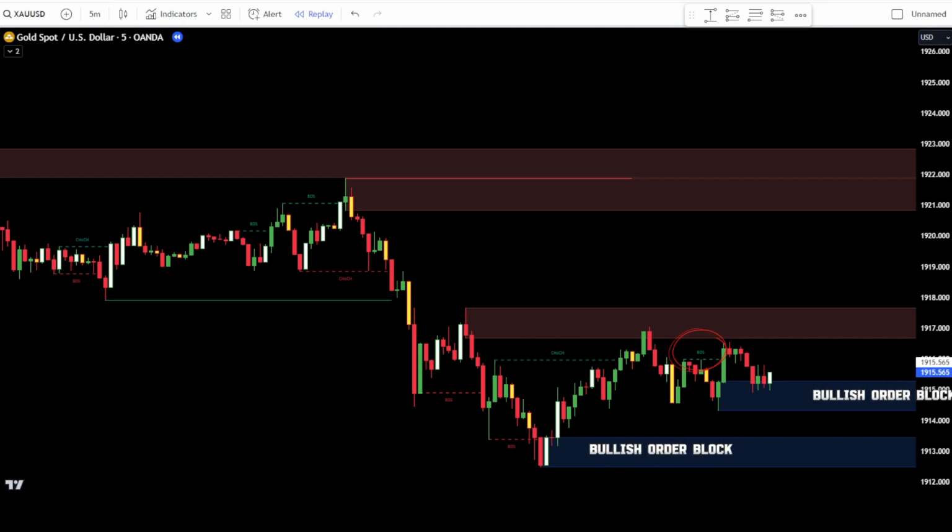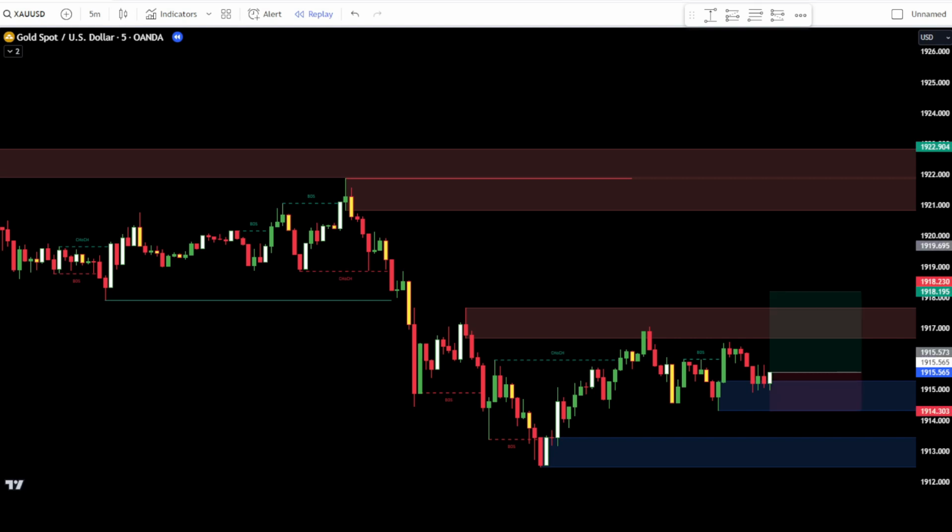2. Once the BOS signal has appeared, wait for the price candlestick to return to the bullish order block area. 3. Wait for a rejection to occur in the bullish order block area in the form of a bullish engulfing candlestick. 4. If all conditions are met, you can enter a buy position after the bullish engulfing candlestick has completed its closure. 5. Place the stop loss below the bullish order block. 6. Target the take profit using a risk and reward ratio of 1 to 2.